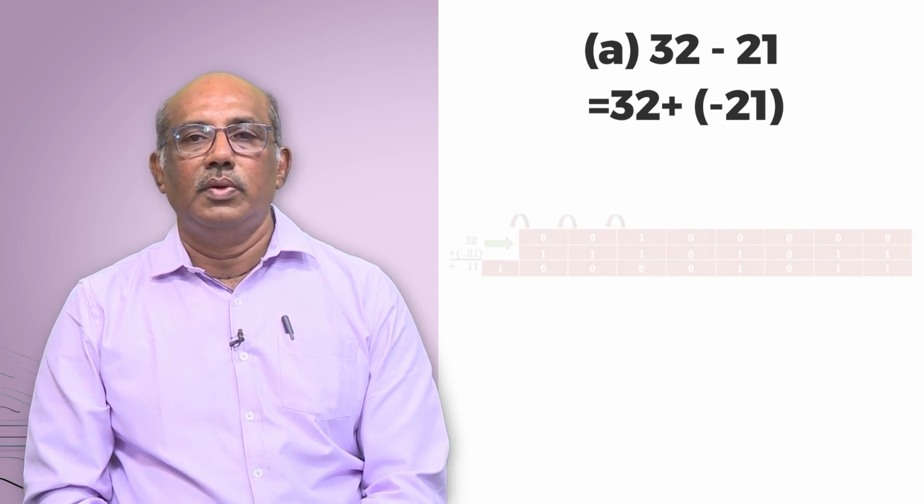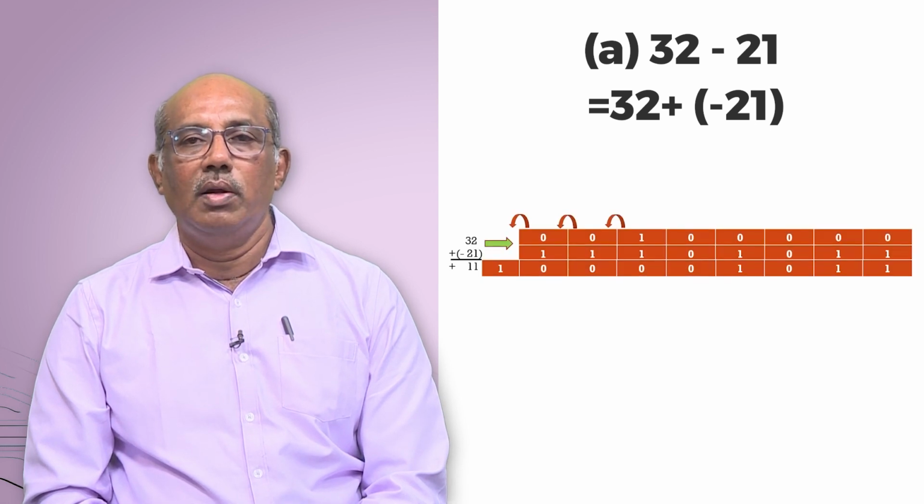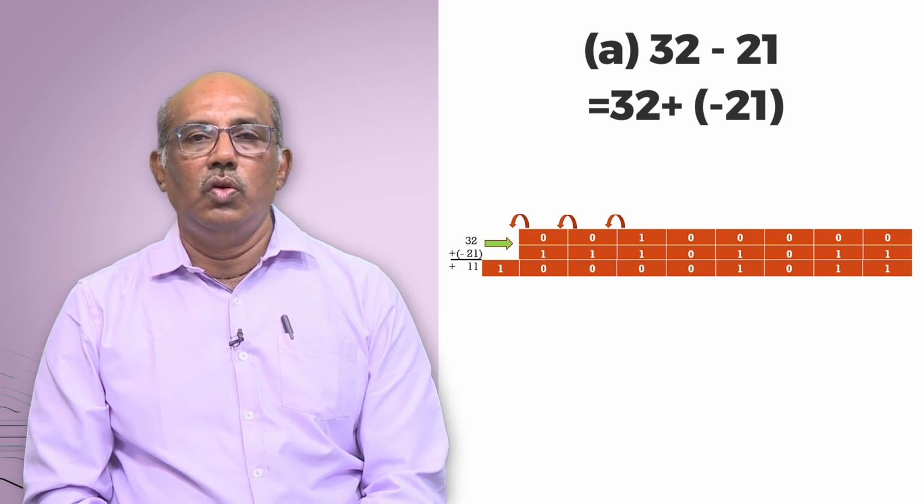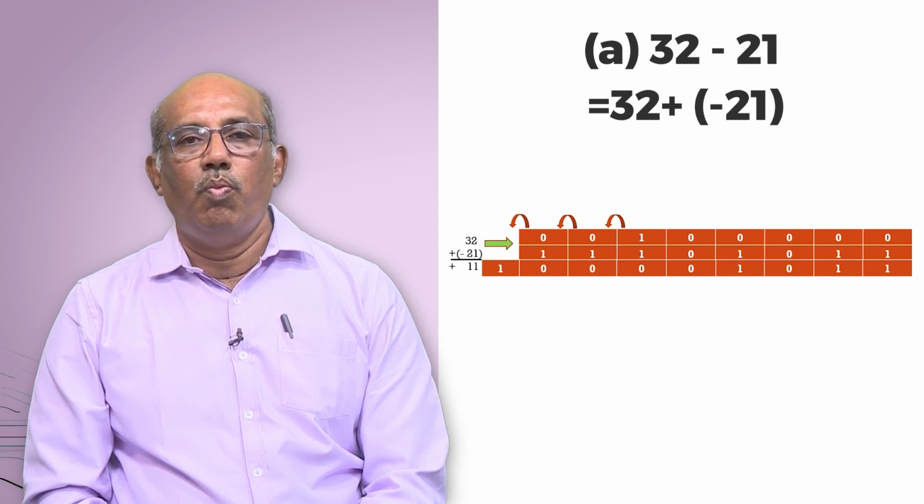Now, our question is 32 minus 21. We can write it in this form, that is equal to 32 plus minus 21, because minus 21 we have already represented in 2's complement form. Now we add it to the decimal number 32, and we get the result, starting with the least significant bit, 1 1 0 1 0 0 0 0 with a carryover from the most significant bit, that is 1. So, you neglect the carry and the final result is positive, and that value is the decimal number 11.